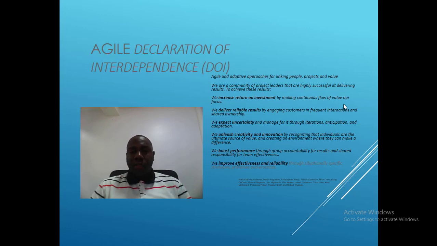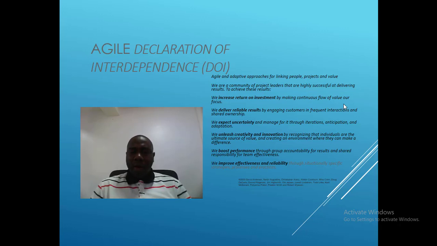The main focus of Agile Project Management is what? A continuous flow of value. They concentrate so much on value from the projects being done. We deliver reliable results by engaging customers in frequent interactions and shared ownership.